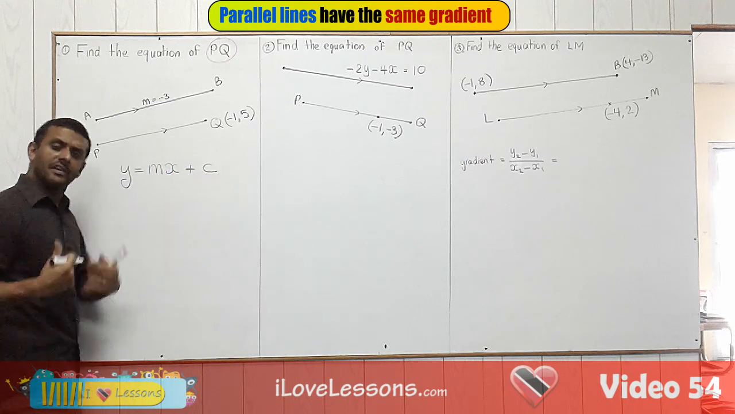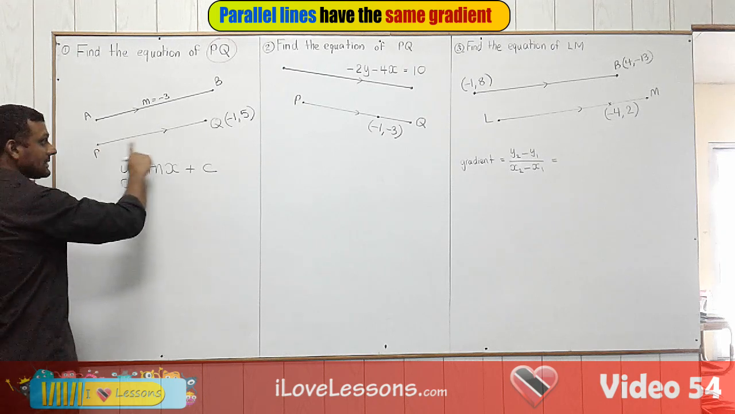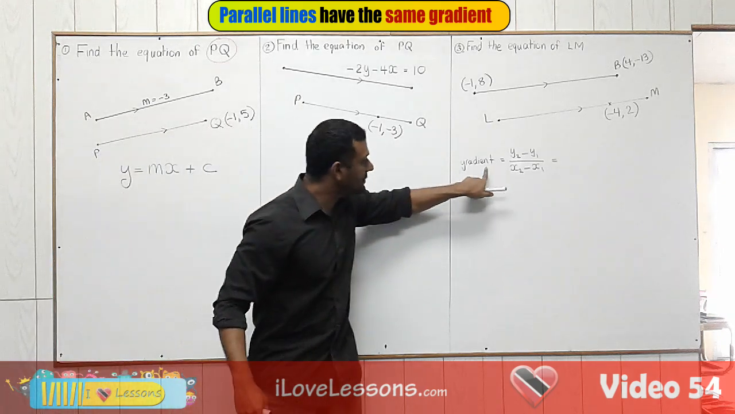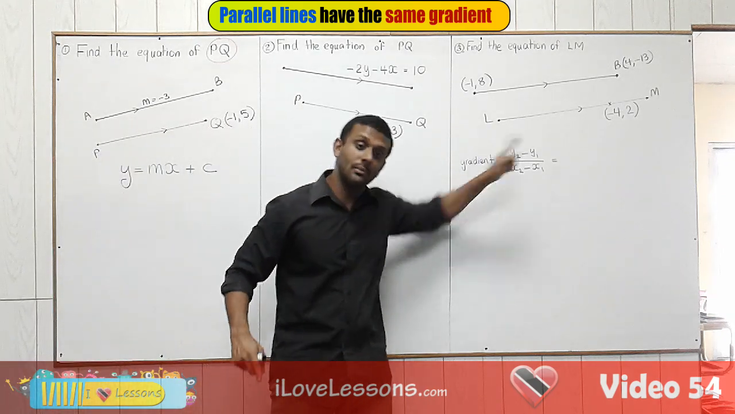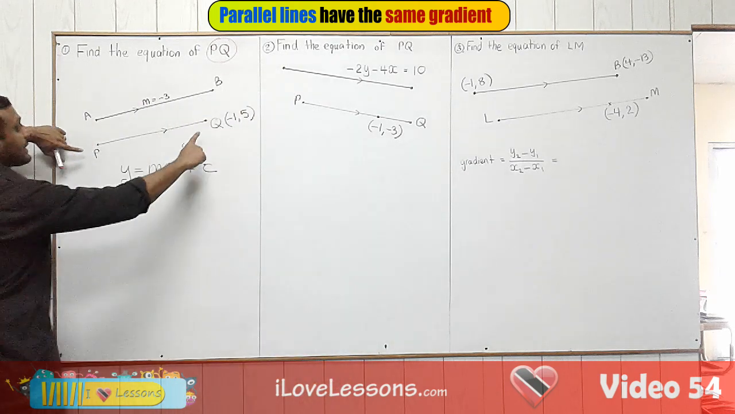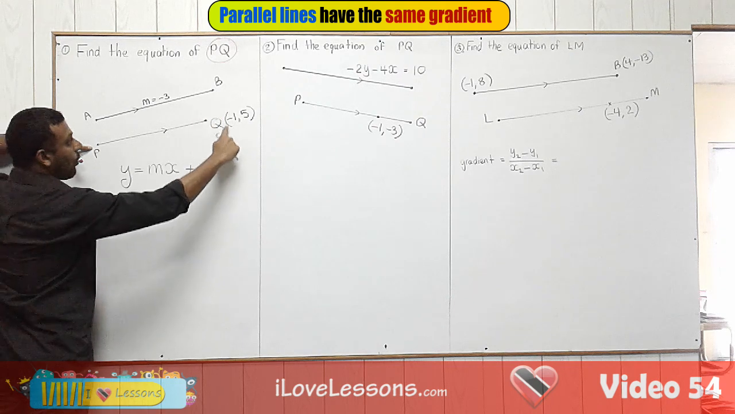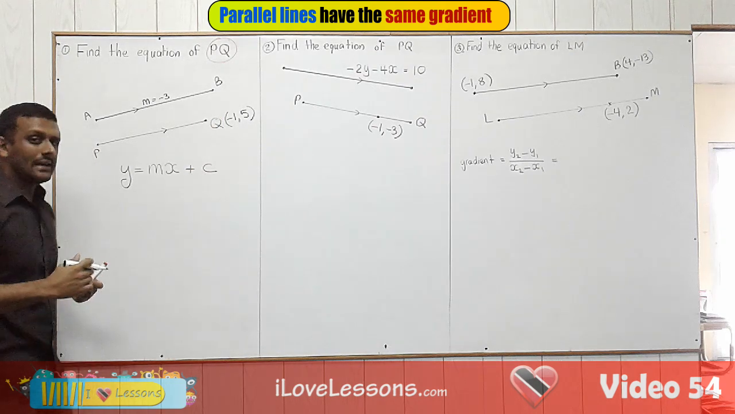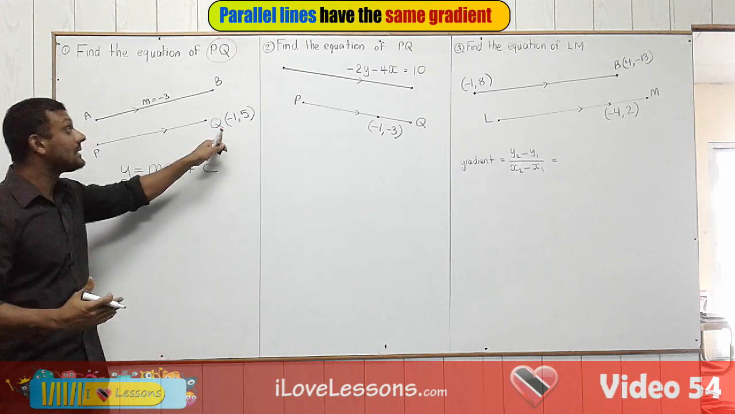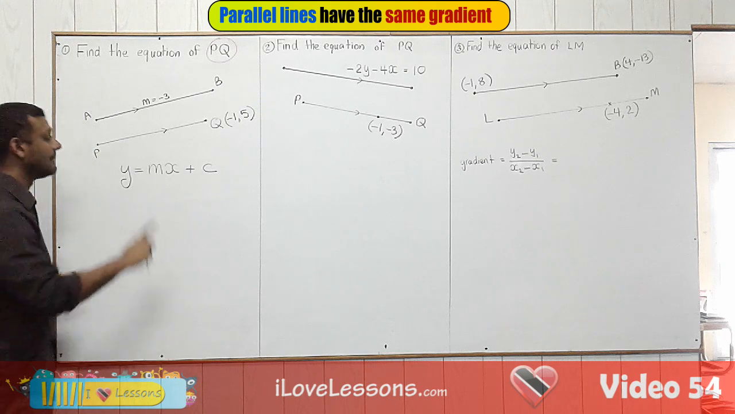Now, in the previous videos, usually when you want to find the gradient of a line, you need 2 points on the line, and you would use this formula, the gradient formula, y2 minus y1 divided by x2 minus x1. But if you look carefully at this question, PQ, you only have 1 point on the line. So right now it's impossible to find the gradient of the line without another point. We need 2 points usually to find the gradient.